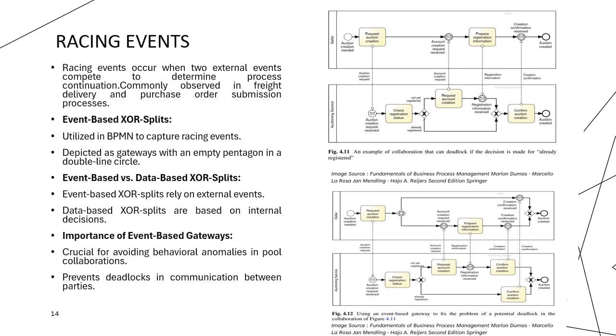Furthermore, event-based gateways play a crucial role in avoiding behavioral anomalies in pool collaborations. Figure 4.11 illustrates how an event-based gateway resolves potential deadlocks in the communication between auctioning services and sellers. When connecting pools via message flows, careful consideration of the order of connections is essential to prevent deadlocks. Internal decisions of one party must be matched by event-based decisions of the other party to ensure smooth process execution.